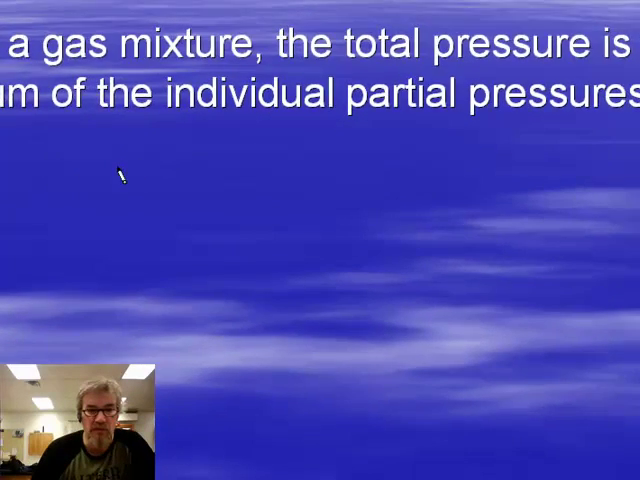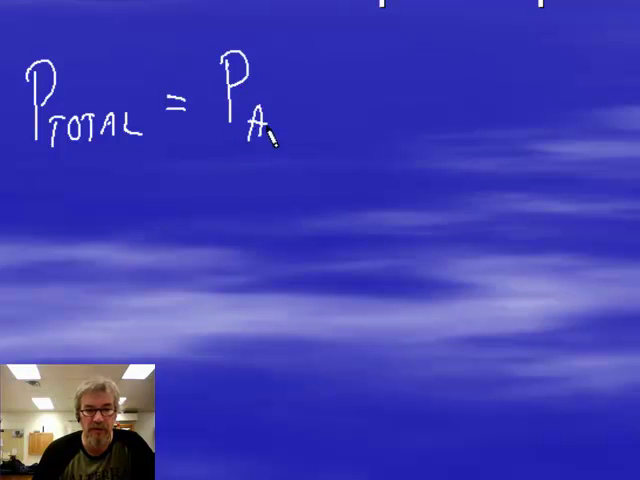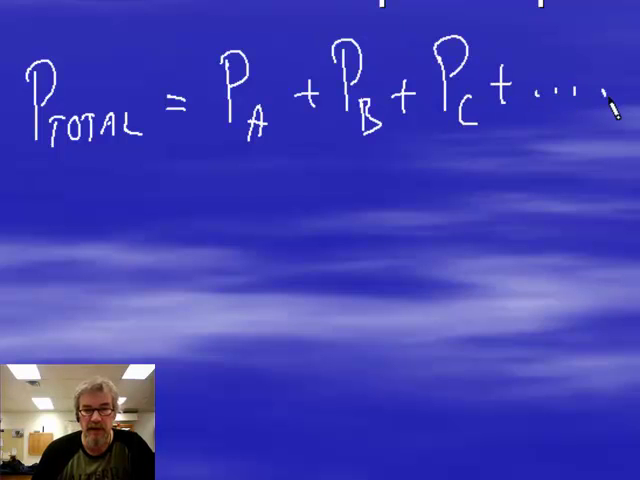You could write this way. You could say the total pressure is equal to the partial pressure of gas A plus the partial pressure of gas B plus the partial pressure of gas C plus dot, dot, dot, depending on how many gases you have. Air would be a good example of something that's a mixture of unreactive gases.